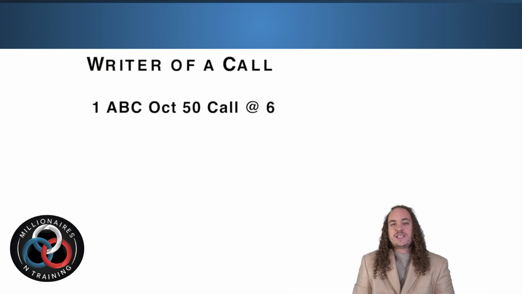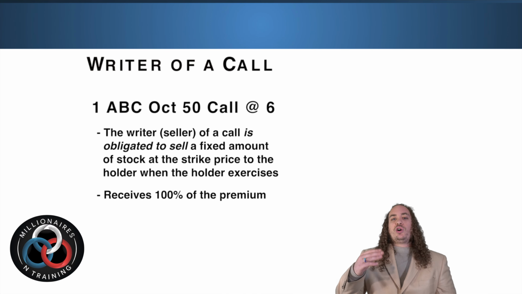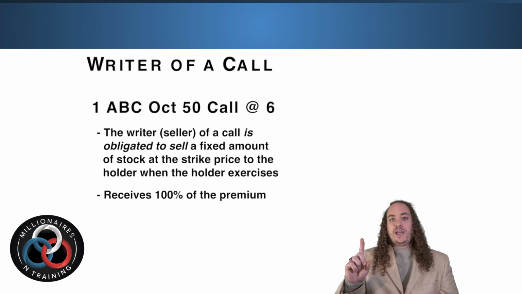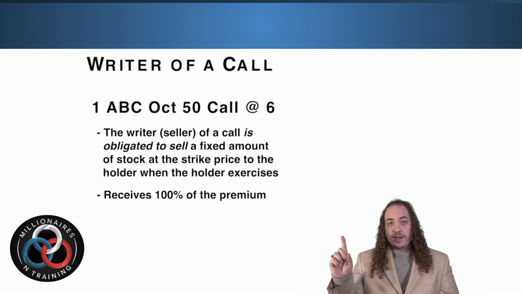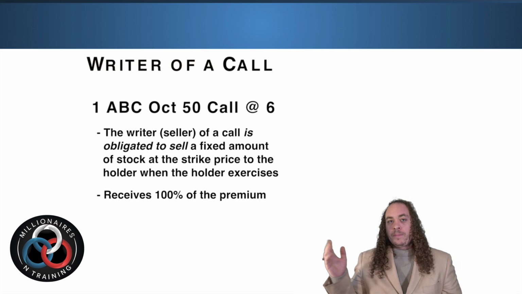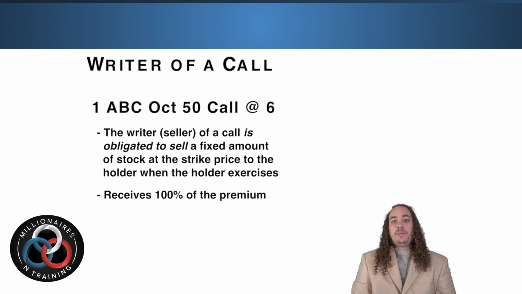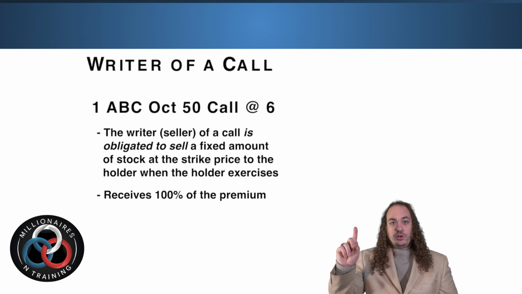Remember, there are two parties involved in each options contract. So now let's look at the seller's perspective, or the writer of this same options contract. The seller or writer of a call is obligated to sell a fixed amount of the underlying securities, in this case 100 shares, at the strike price, in this case $50, when the holder exercises the contract. This is an obligation for the writer. They have to do this.